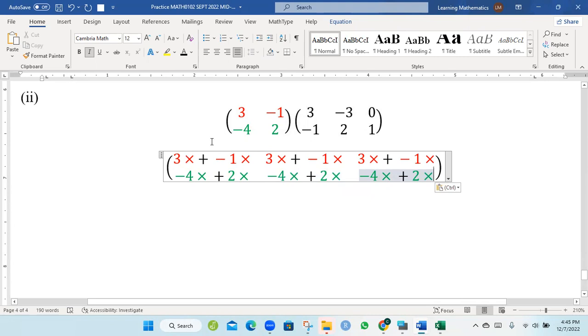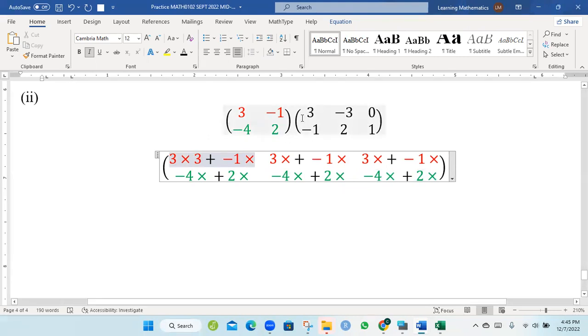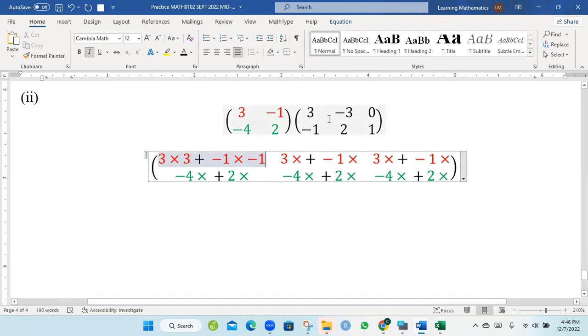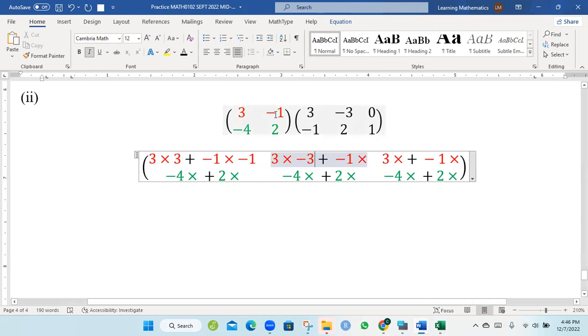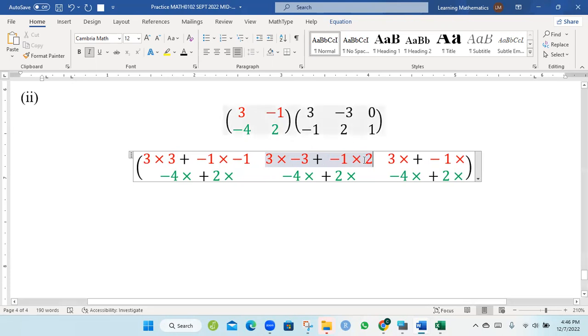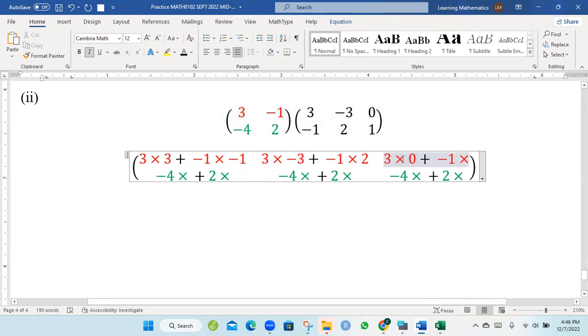Now we have 3 times 3 plus negative 1 times negative 1. Then we have 3 times negative 3. Look at that, 3 times negative 3, plus the negative 1 times the 2, that 2 there. Then we're going to have 3 times 0 plus the negative 1 times that 1 that is there.